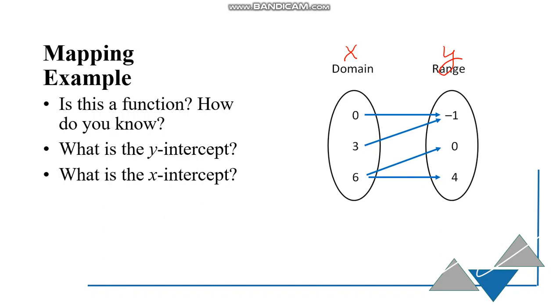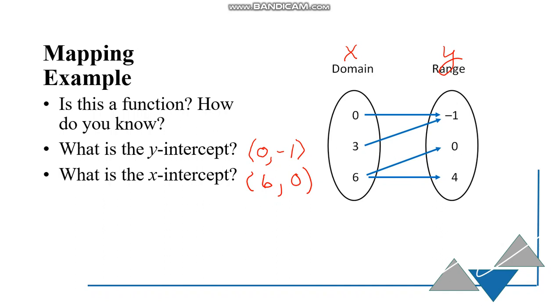And from the previous lecture, I asked you to look for patterns. The y-intercept always has a 0 for x, right? It starts with a 0. So our y-intercept is 0, -1. Our x-intercept always has 0 as the second coordinate. So our x-intercept is 6, 0.